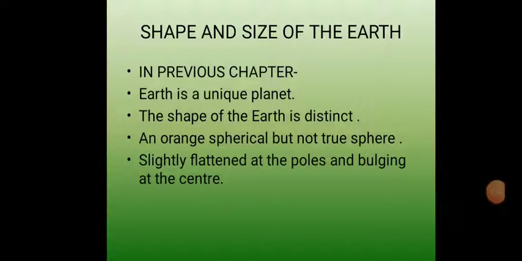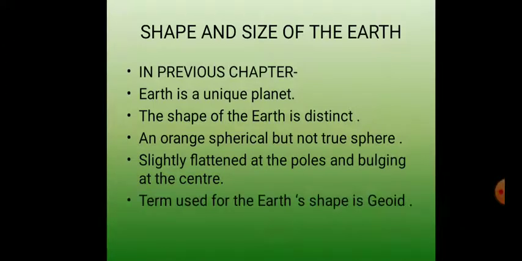It is bulging at the center and compressed and flattened at the poles. The term which is used for the earth's shape is called geoid. And the meaning of geoid is that it looks like the earth shape.